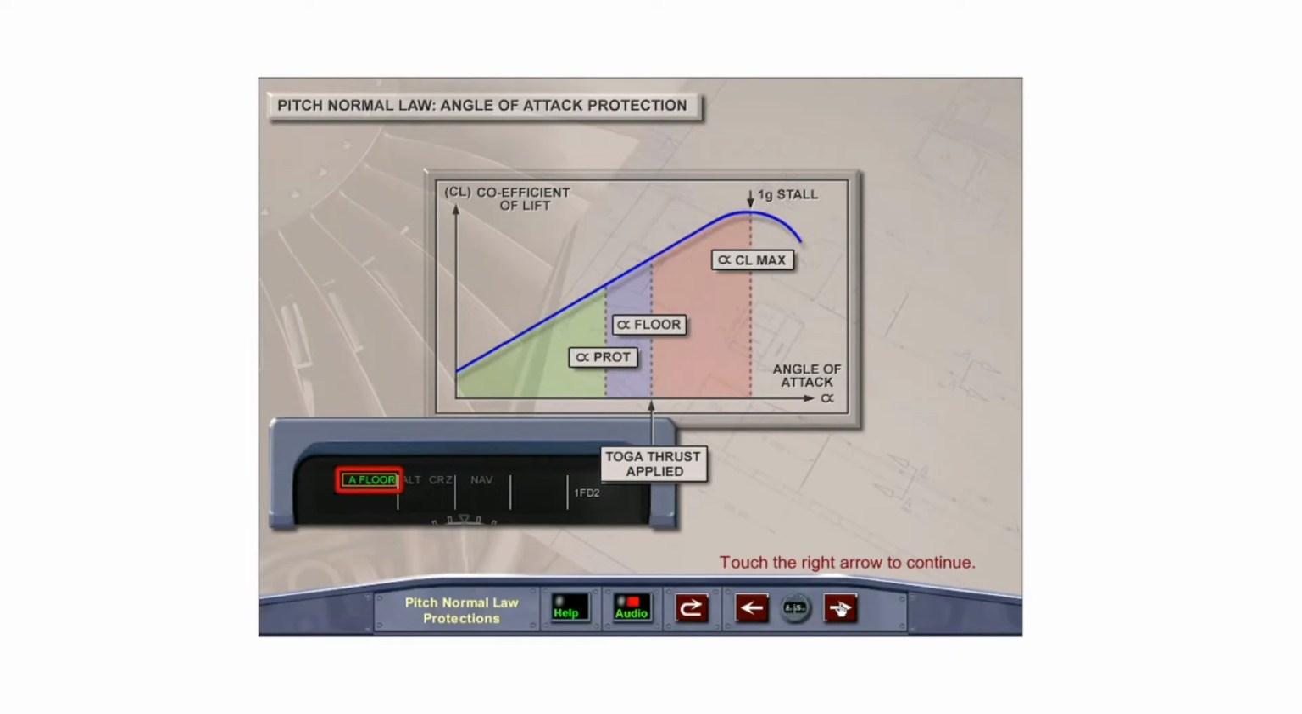The second level of protection is that, at alpha floor, a speed slightly lower than alpha prot, TOGA thrust is automatically applied, regardless of thrust lever position or whether the auto thrust is engaged. Alpha floor is enunciated on the FMA.